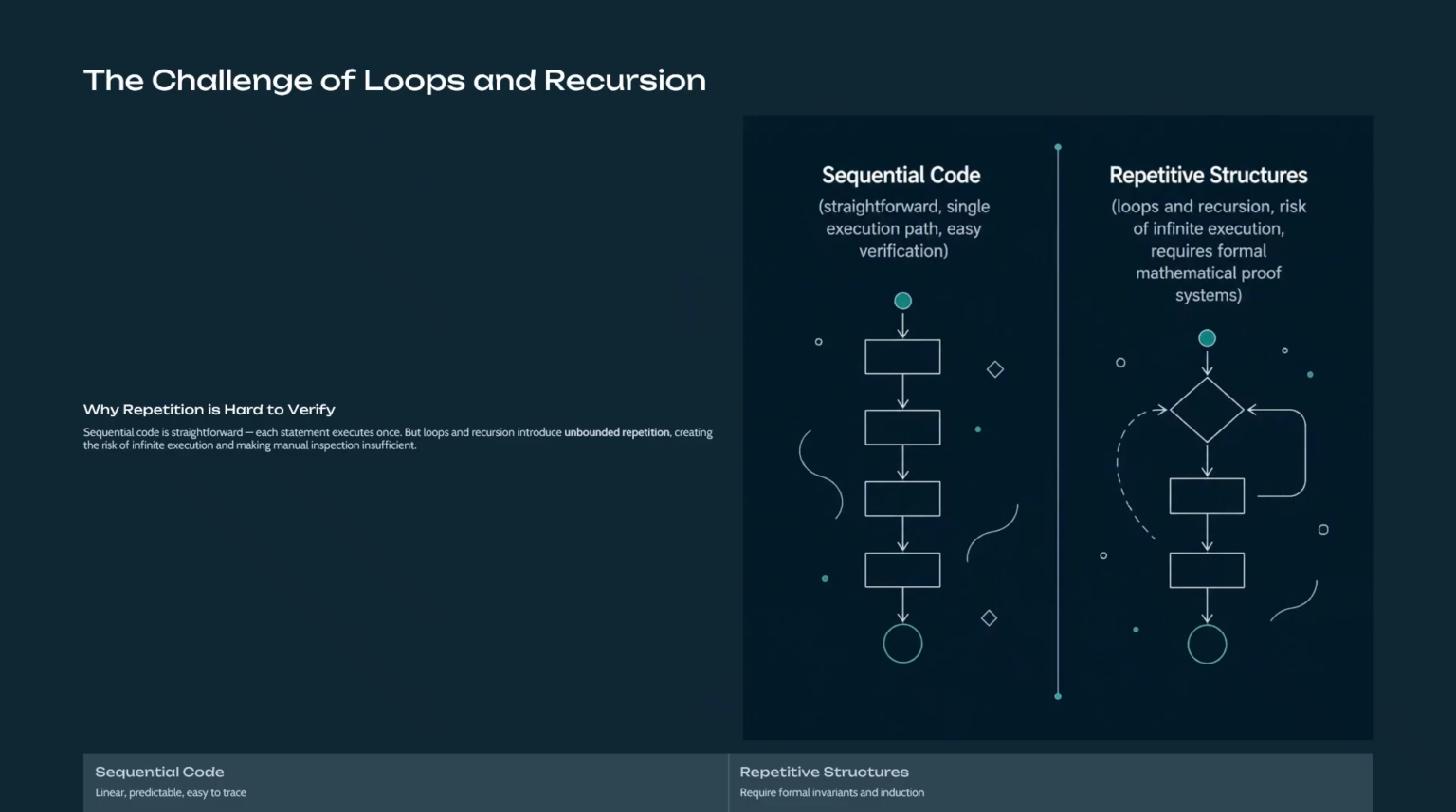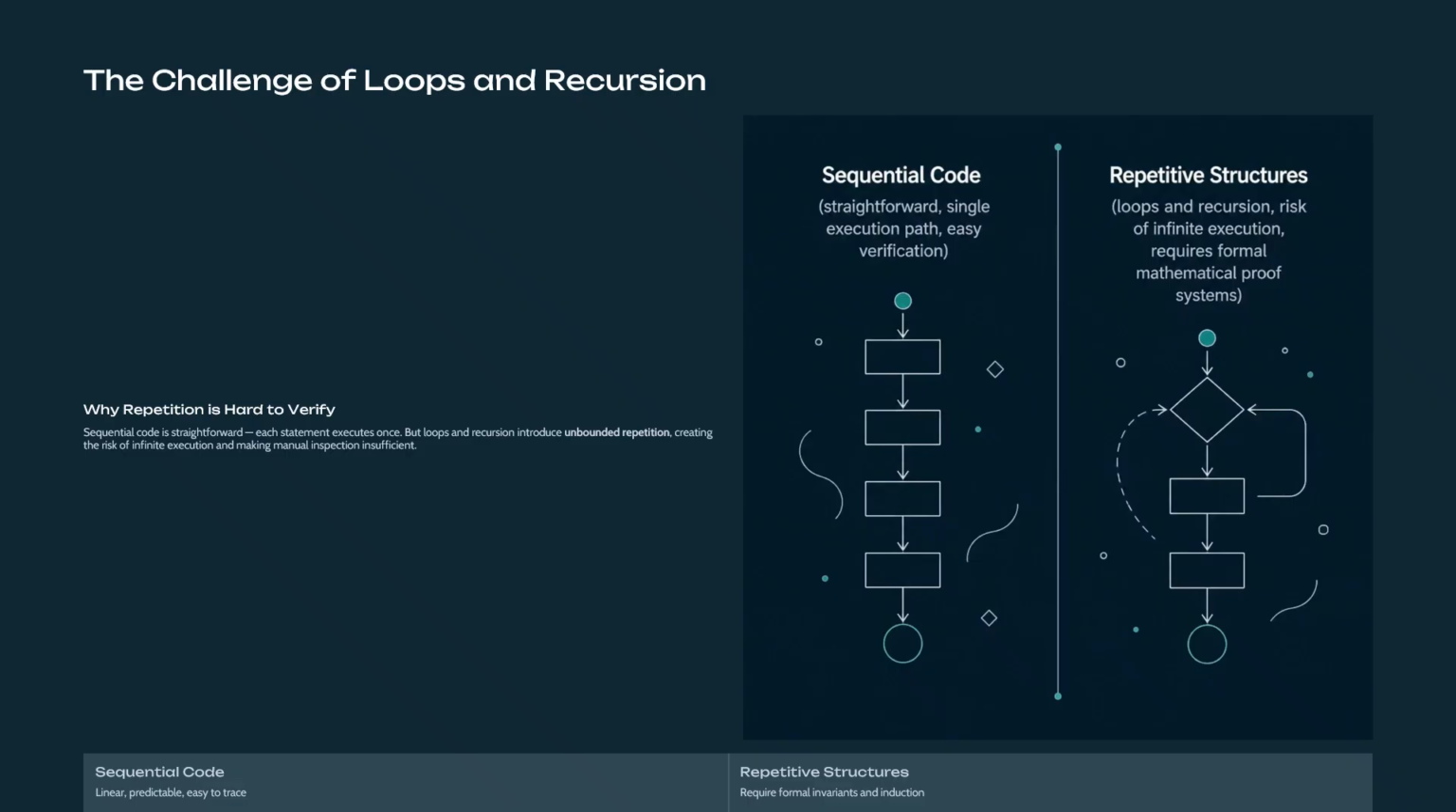Title: The Challenge of Loops and Recursion. Why are loops and recursion difficult to verify? Sequential programs are relatively simple because each statement executes exactly once in a predictable order. However, loops introduce repeated execution, and recursion repeatedly calls the same function. The number of iterations or recursive calls often depends on the input. As a result, manually checking every possible execution path becomes impossible.